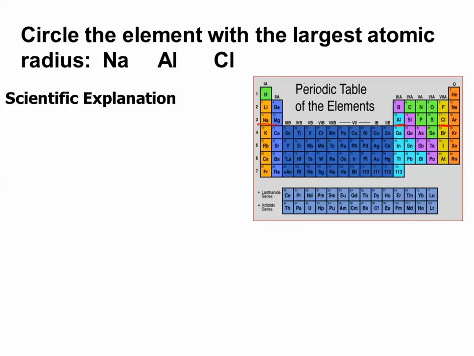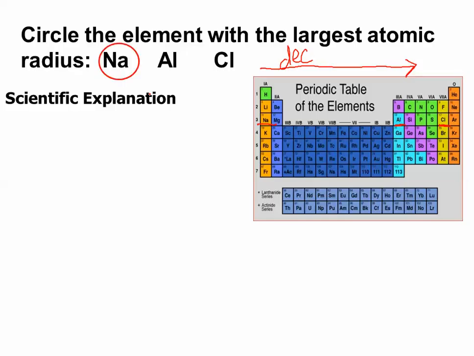These are all in the same period. And the trend is, as you go across a period, atomic radius decreases. Now, we want the one with the largest atomic radius. So chlorine is the smallest because it's furthest across, then aluminum, and then sodium. So sodium is actually the largest because aluminum and chlorine are further to the right. So our answer for this is going to be sodium.